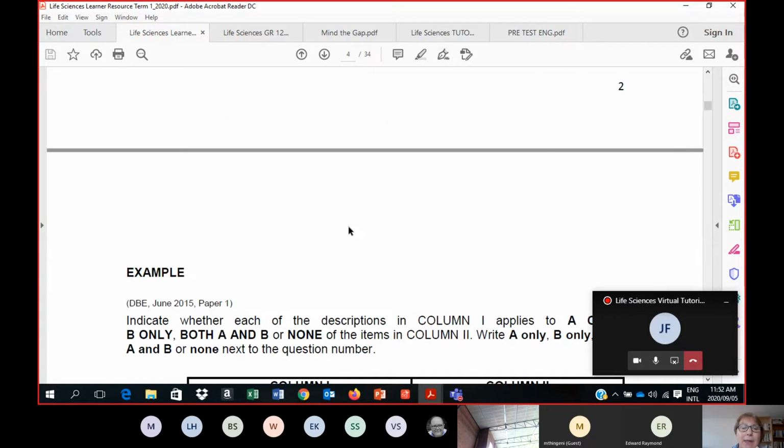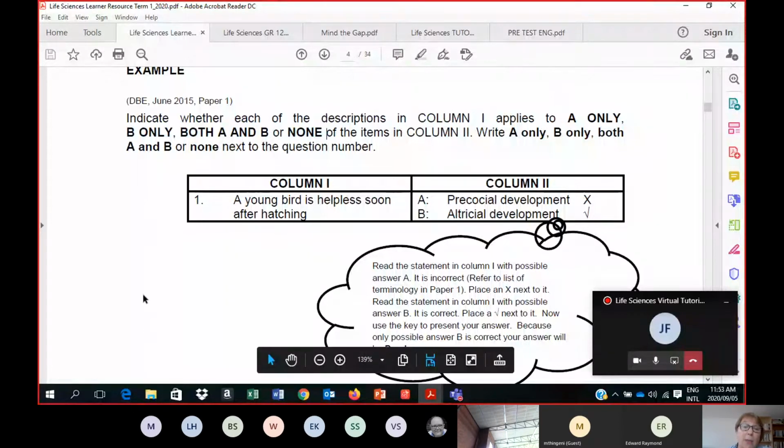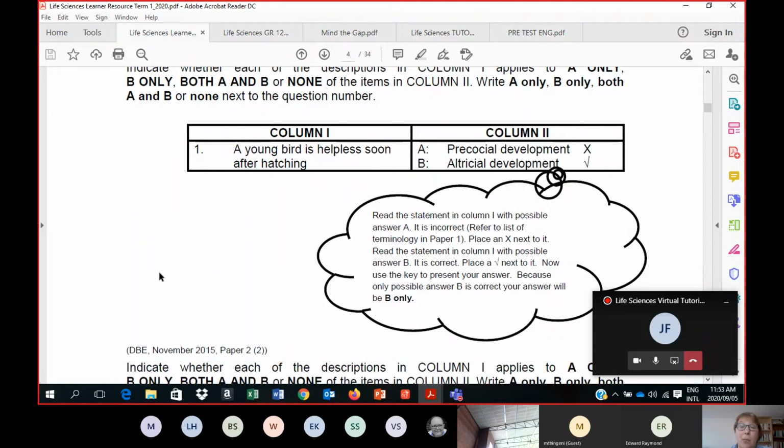Now this key, there we go, is sometimes a little bit confusing to people, but let's just read what it says. So in your answer paper, you're either going to write A only over here, or you're going to write B only, or you're going to write both A and B, or you're going to write none. So that's what you're going to be writing down as one of your answers, right? So there it says A only, B only, both A and B, or none. All right, so let's look at the example we've got here.